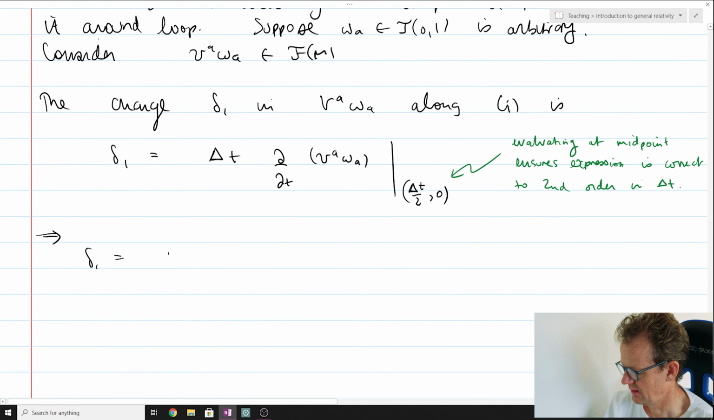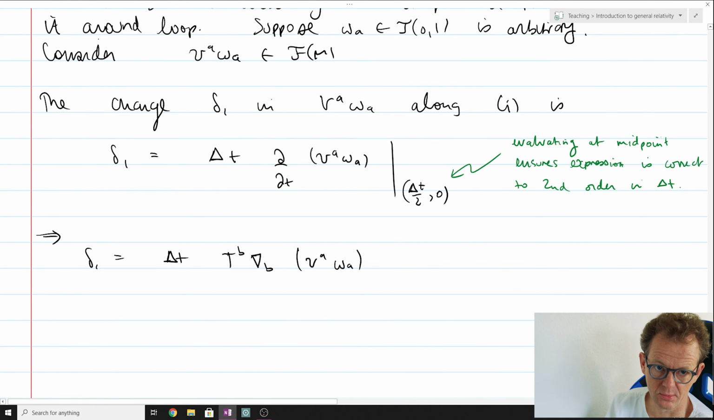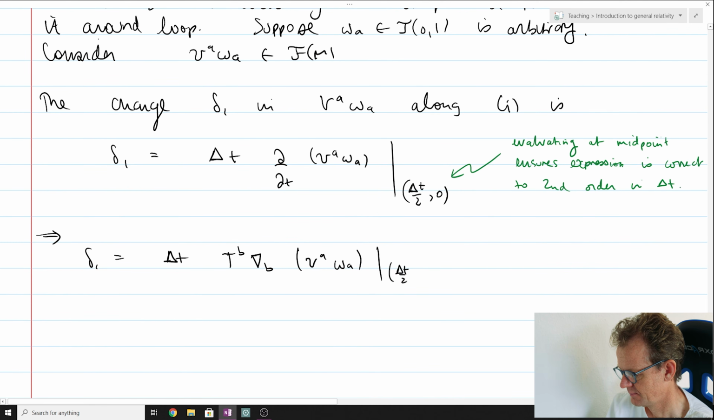So delta 1 is big delta t, t^b, D_b of V^A omega_A. I'm just using the fact that on scalar functions, the derivative operator reduces to the normal derivative operator. And then if we just apply the Leibniz property and use the fact that V^A is parallel transported, then we get the following expression.